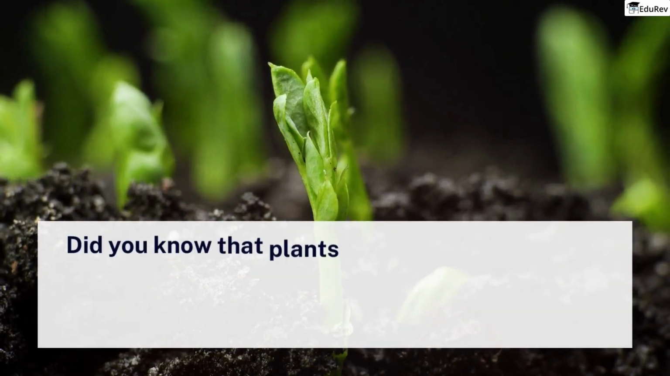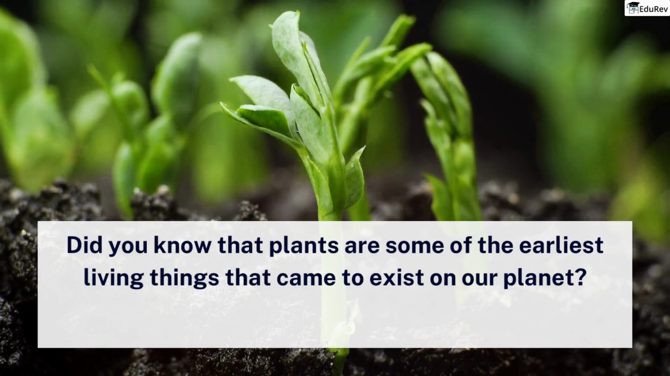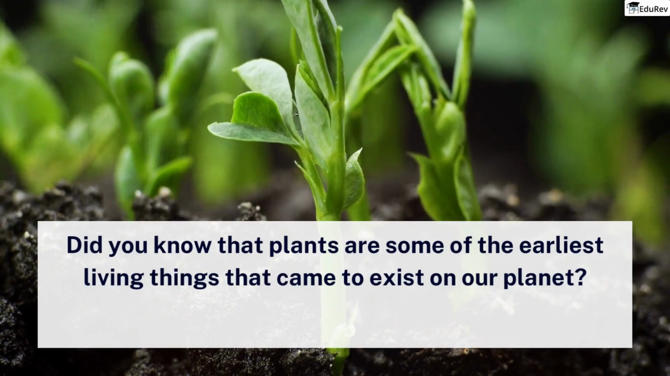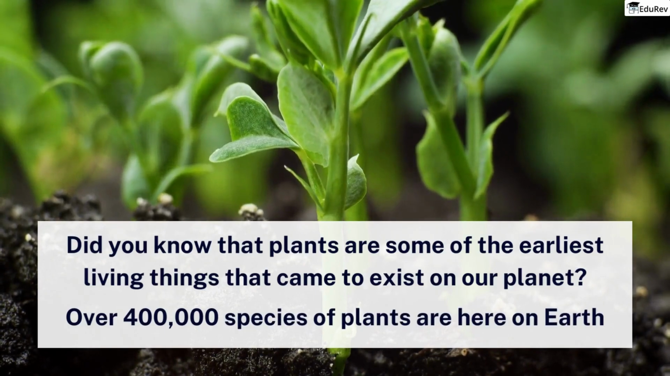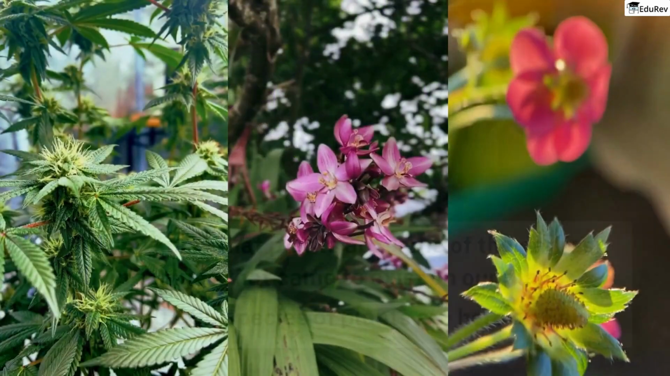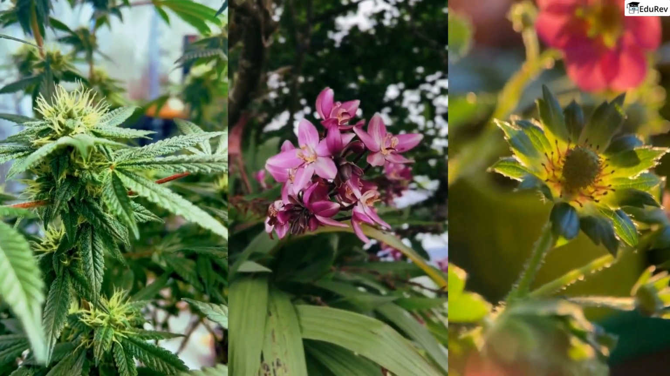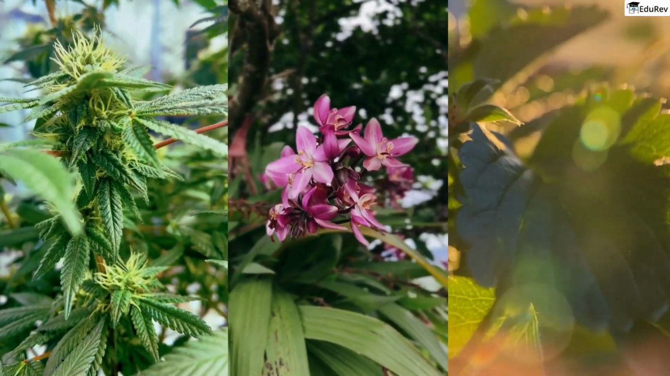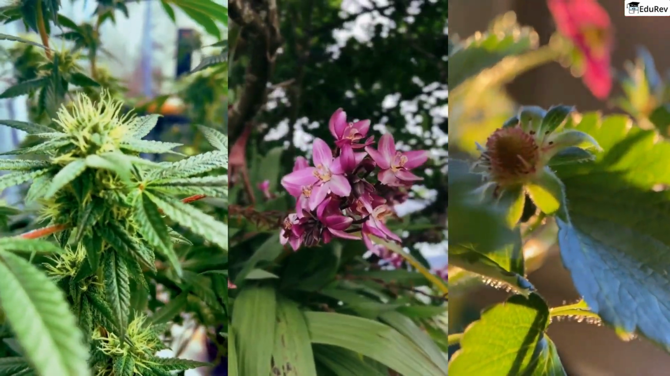Did you know that plants are some of the earliest living things that came to exist on our planet? And it's fascinating to think that over 400,000 species of plants are here on Earth. And hence, there is so much to learn and discover about our leafy green friends. But with so many different types of plants, it can be overwhelming to understand them all.